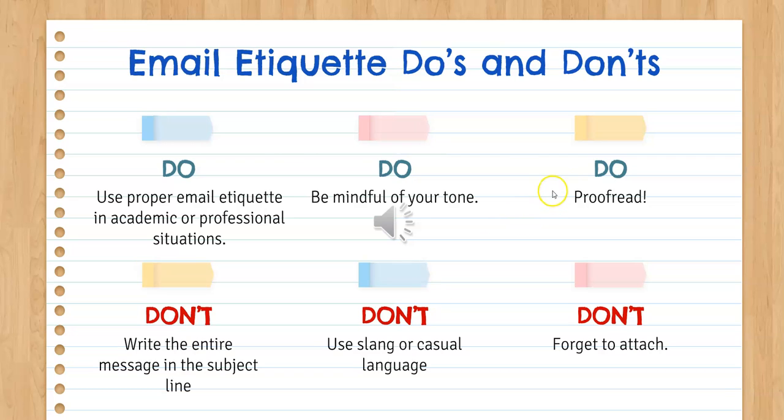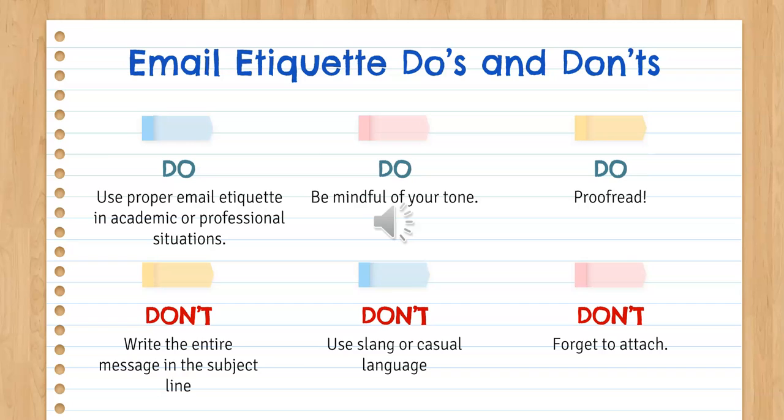Do. Proofread. Your email should be free of spelling and grammatical errors. Use spell check, but understand also that spell check does not get rid of every spelling or grammatical error, so you need to look at it with a critical eye. What I like to do before I'm sending out an email is to read it as though I were the recipient, because then I might notice other, small errors or large errors.